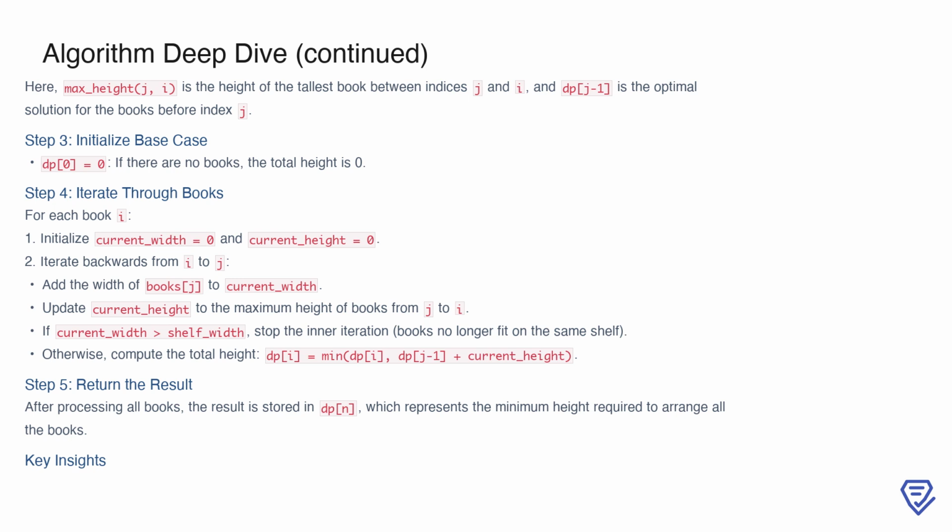If at any point current_width exceeds shelf_width, we stop considering more books for the current shelf. Otherwise, we update dp[i] as the minimum of its current value and the total height calculated as dp[j-1] plus current_height. This iterative process ensures that we explore all valid configurations to minimize the height. Finally, the result is stored in dp[n], which represents the minimum height required to arrange all the books.